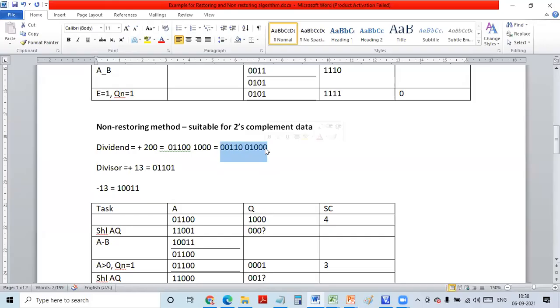So now A will be 00110 and Q will be 01000. Then the sequence counter becomes 5. Either way the result is the same. Am I clear?